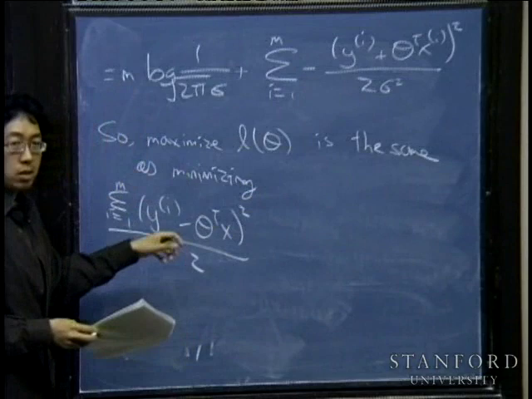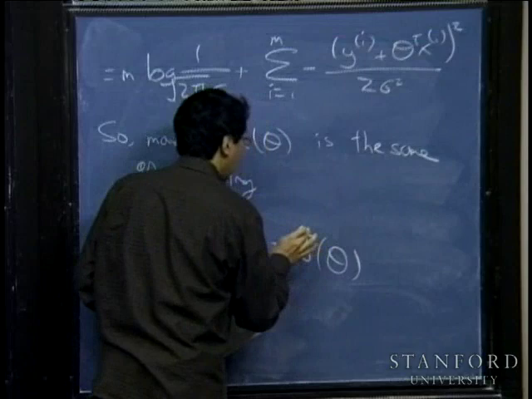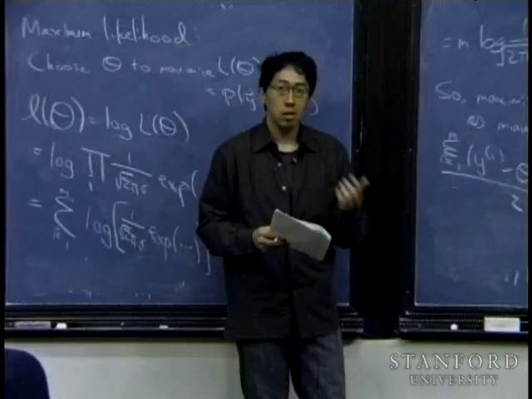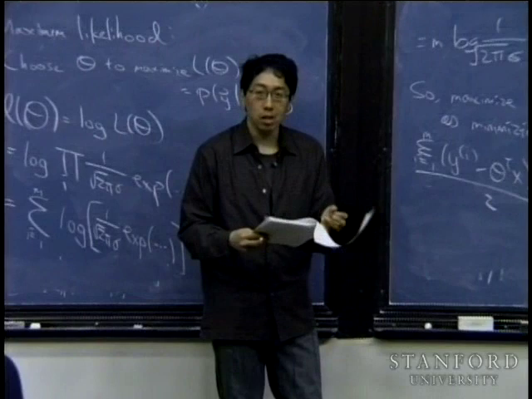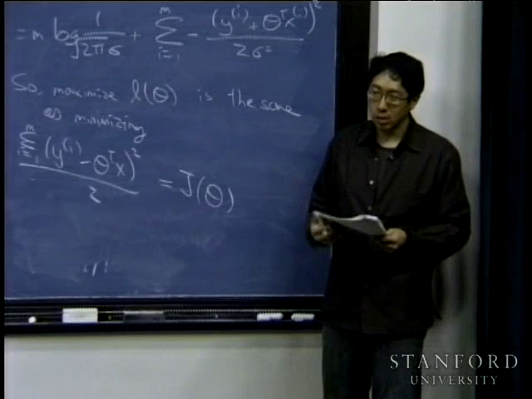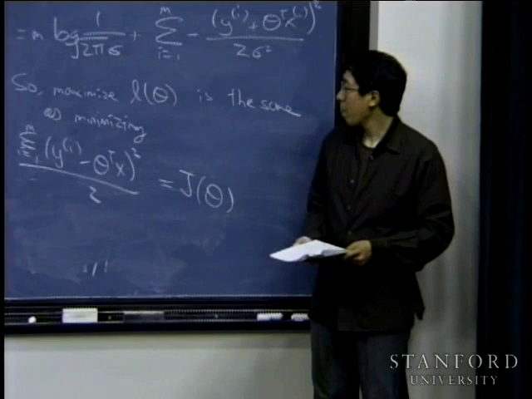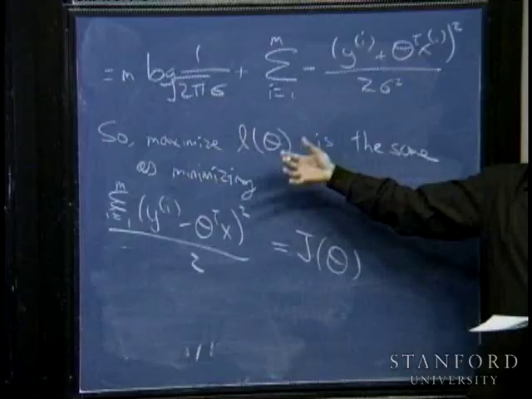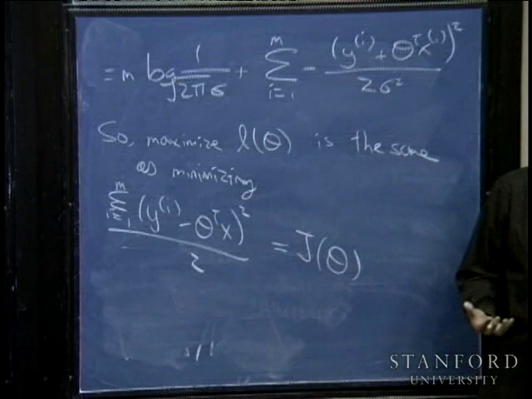And this is, of course, just the same quadratic cost function that we had last time, J of theta. So what we've just shown is that the ordinary least squares algorithm that we worked out in the previous lecture is just maximum likelihood, assuming this probabilistic model, assuming IID Gaussian errors on our data.